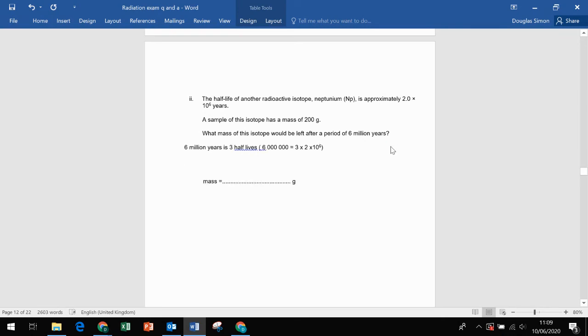So after 3 half-lives, what will have happened? Well, after 1 half-life, it will have gone to 100 grams. After 2 half-lives, it will have gone to 50 grams. And after 3 half-lives, it will have gone to 25 grams. So the answer is 25 grams.